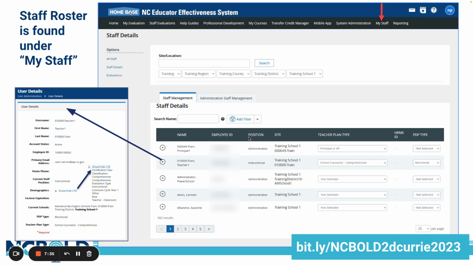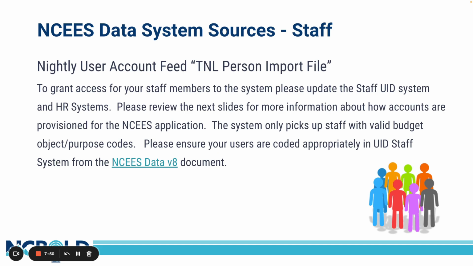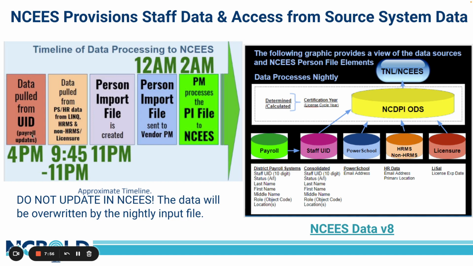So let's talk about who's in NCEES. In order to get to NCEES, you would click on My Staff, and you can see everybody who is listed under your staff. But how do they get there? There are import files that happen overnight to bring people in. Staff UID data is pulled at 4 o'clock. That data is shared from payroll, and everyone has a budget code that determines if someone is in NCEES. Just because someone is in PowerSchool does not mean they are in NCEES.